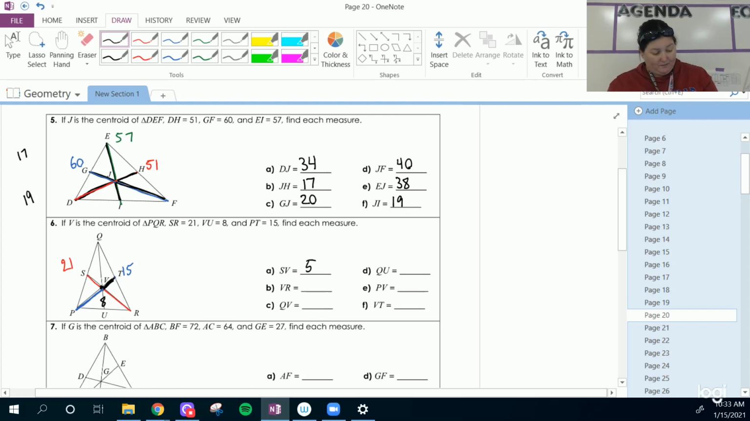VR is the next one that they want. So that's the larger piece. So 21 divided by 3 is 7. And 7 times 2 is 14. QV is the large piece here. I have the small piece already. So 8 times 2 is 16. QU is the whole thing. 16 plus 8 is going to be 24.